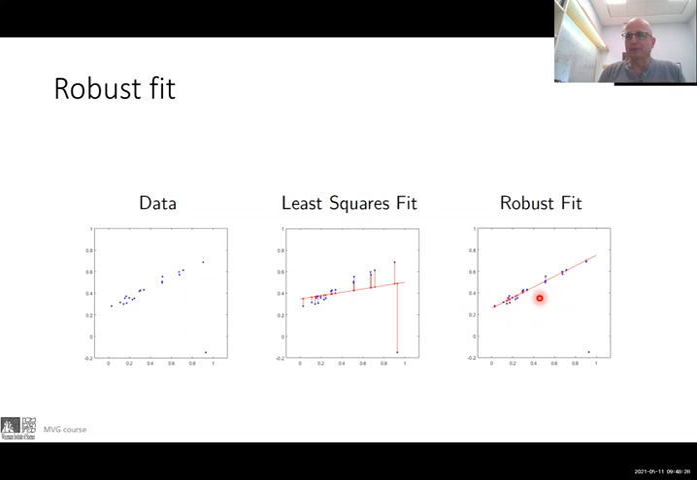This is what we're supposed to obtain. You can see that, assuming that indeed there are outliers, it's good to remove this outlier and then obtain a good solution. Okay.